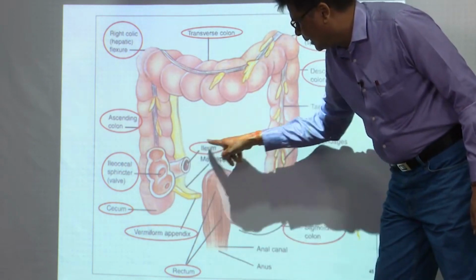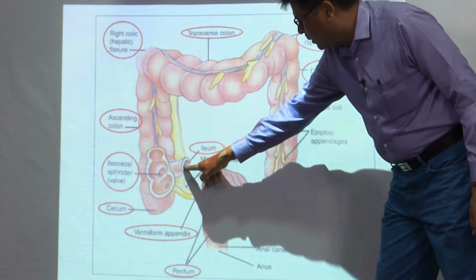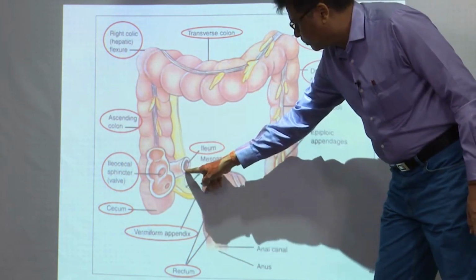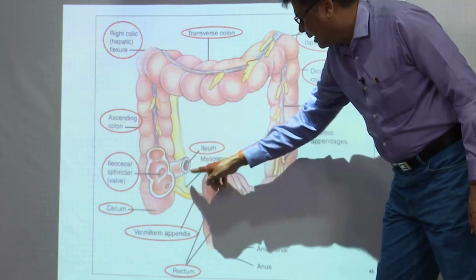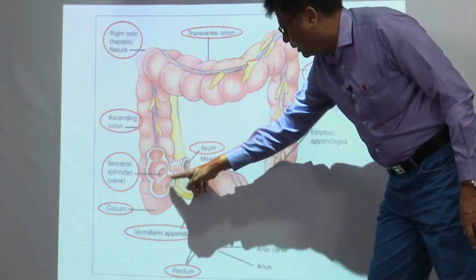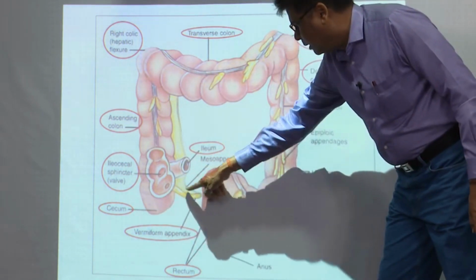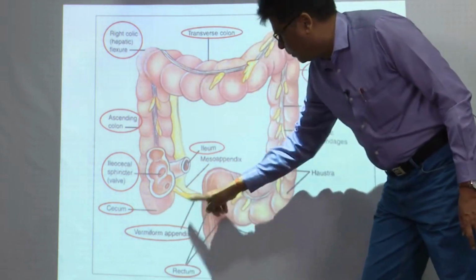Okay. This is the ileum. So the ileum is opening to the cecum, this part of the large intestine. The cecum has one appendix, that is known as the vermiform appendix.